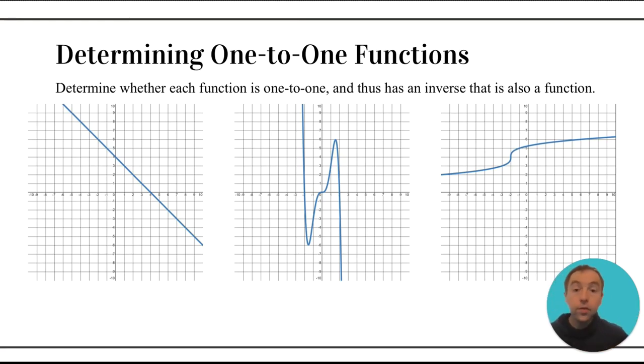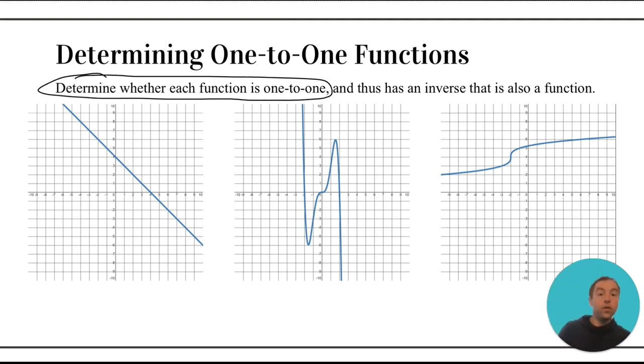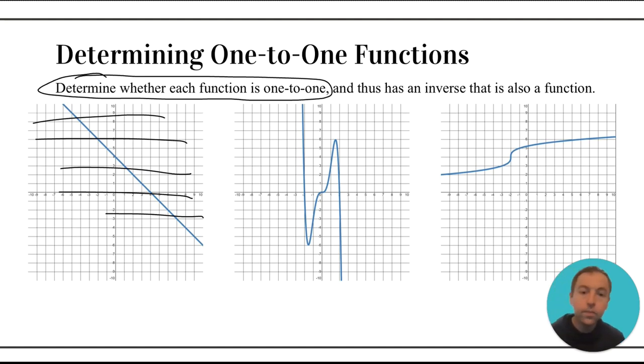So here we're asked to determine whether each function is one-to-one, and thus would also have an inverse that is also a function. And we'll talk about that aspect in a little while. So mostly I just want us to understand at this point in time whether each of these is a one-to-one relation. So you'll see that for this graph right here, this passes the horizontal line test. So therefore this is a one-to-one relation, and is actually a one-to-one function, because the original of this also passed the vertical line test as well.